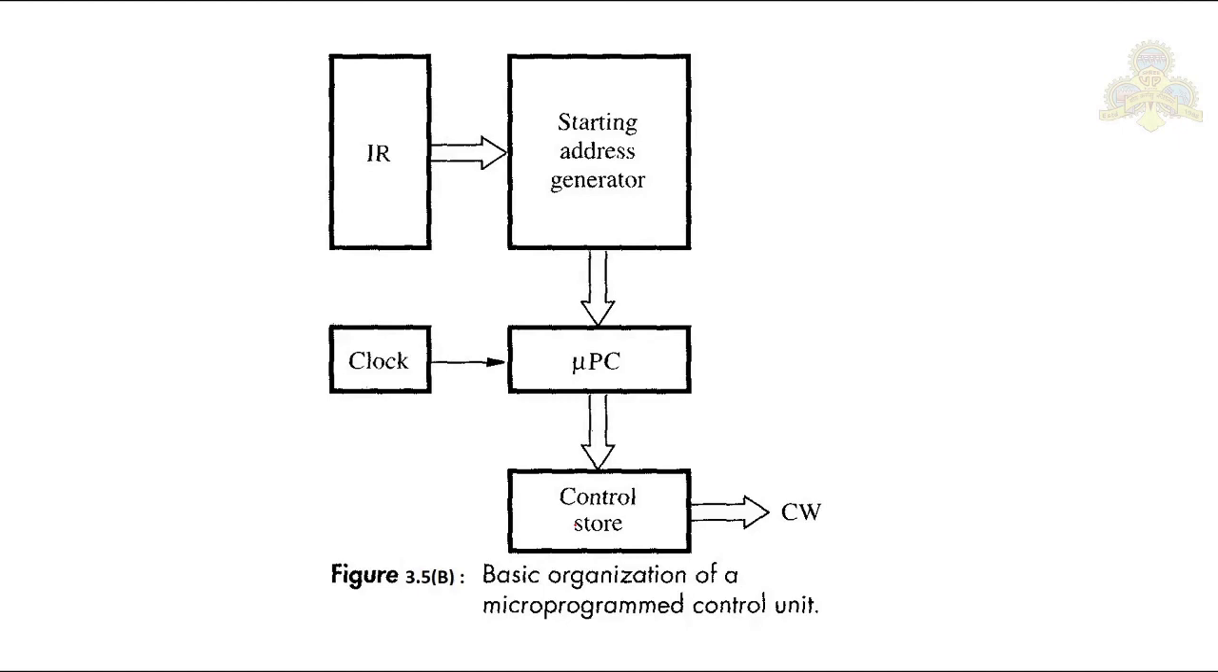Now this suggests that the control unit can be organized in this manner. To read the control words sequentially from the control store, we use the microprogram counter, the µPC. Every time a new instruction is loaded into the IR, its starting address is fetched and given to the microprogram counter. This µPC is automatically incremented by the clock, causing successive micro instructions to be read from the control store. So the control signals are delivered to the various parts of the processor in the correct sequence.